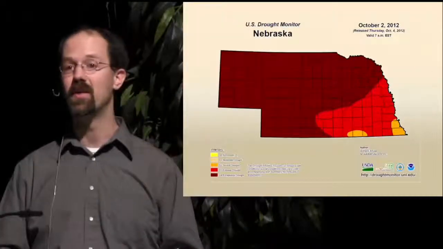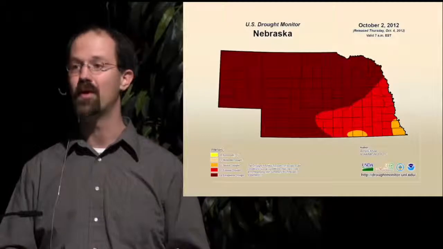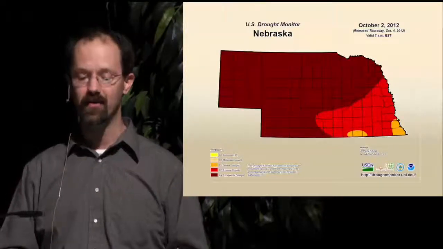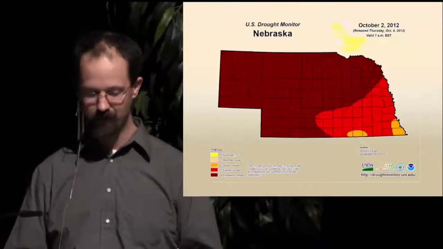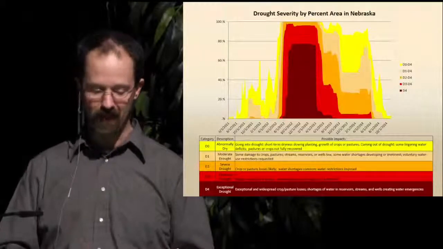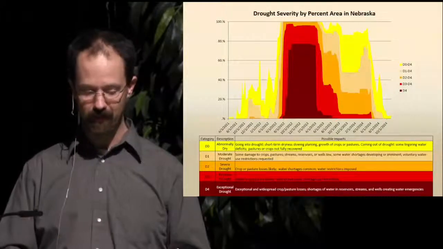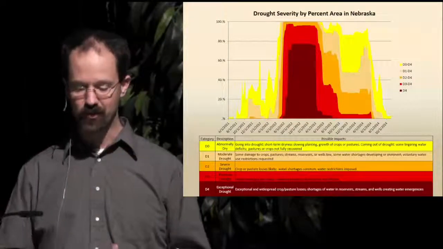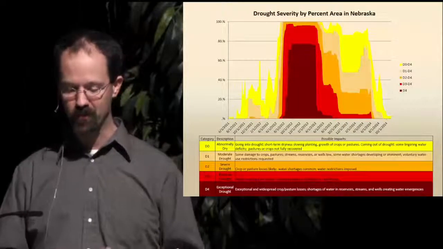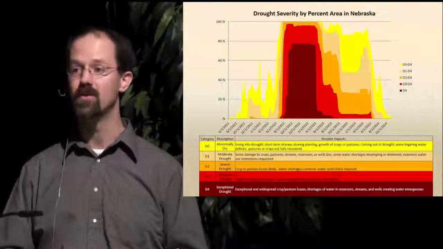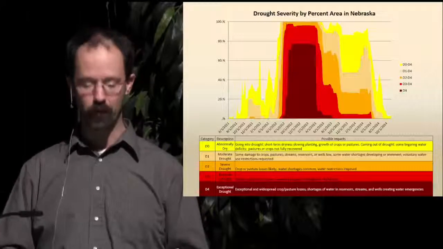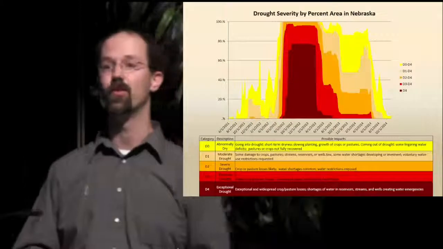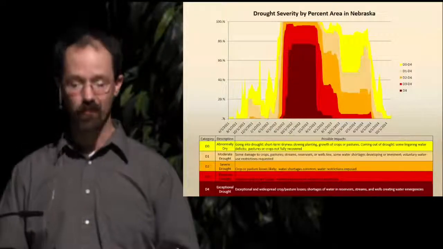The drought reaches basically its peak in October of 2012, with 98% of the state ranked by the U.S. Drought Monitor as either extreme or exceptional drought. Exceptional drought means exceptional and widespread crop and pasture losses, and shortages of water in reservoirs, streams, and wells creating water emergencies. Extreme drought means major crop and pasture losses, and widespread shortages in water and water restrictions.